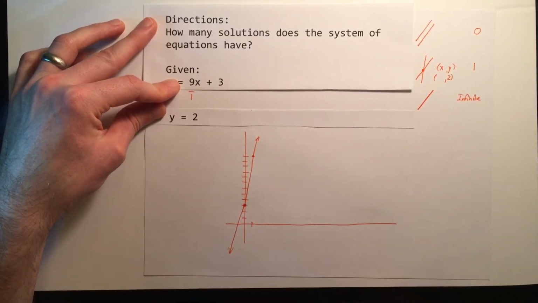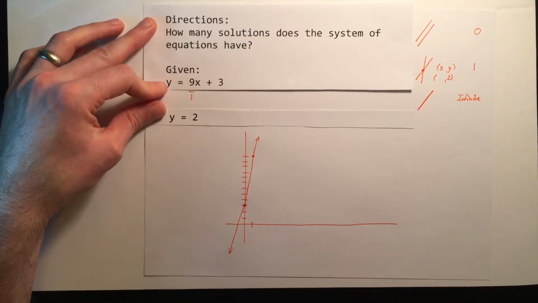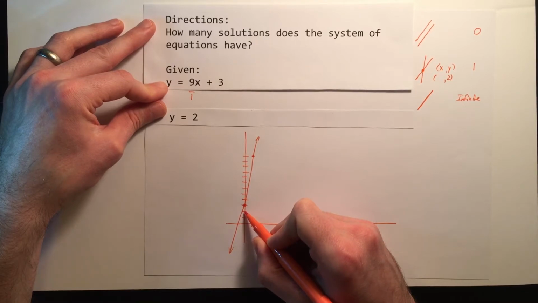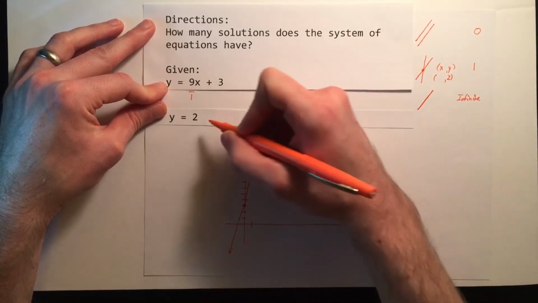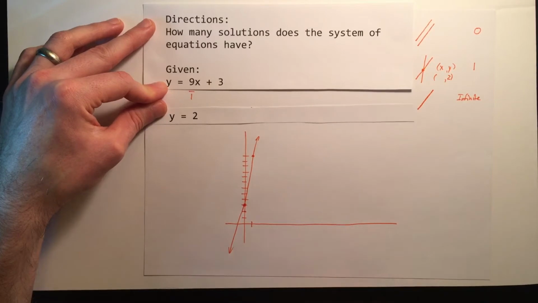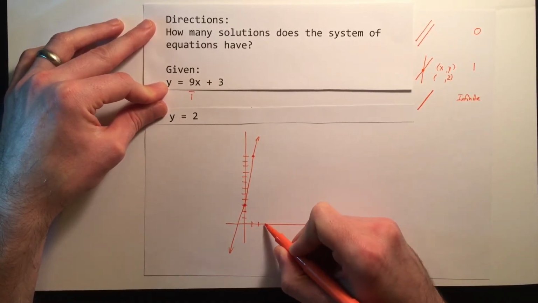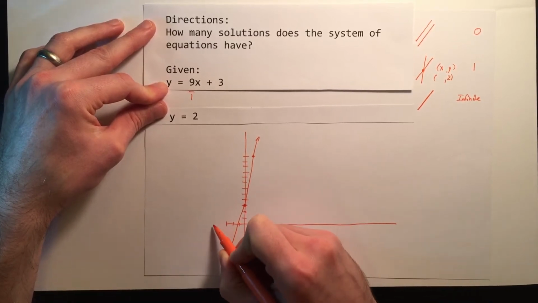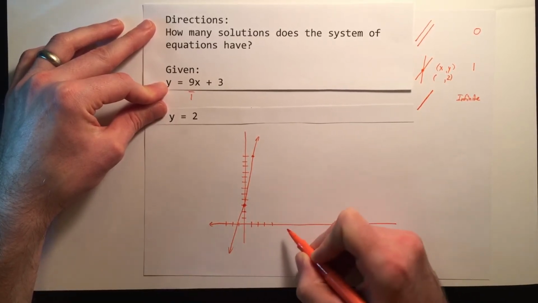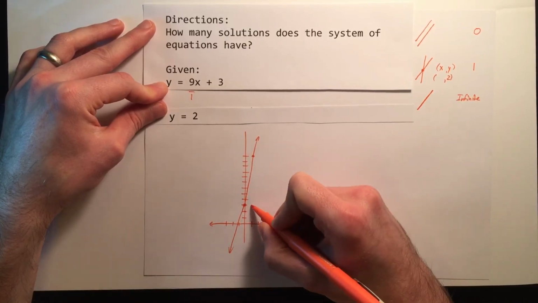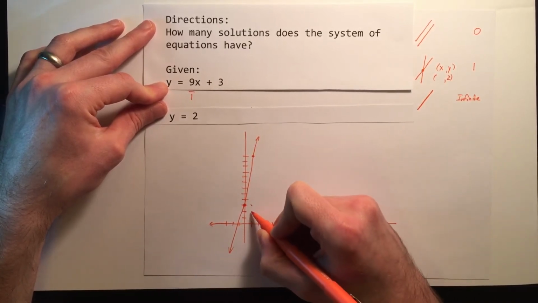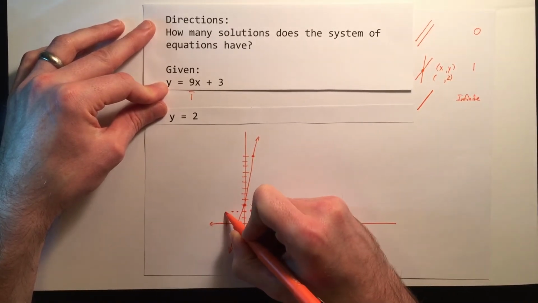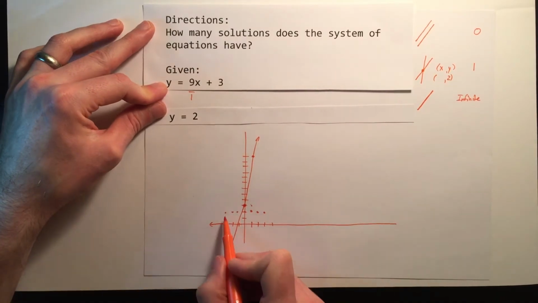Okay, then the other equation says y equals 2. So find a point where y equals 2, and a point like that is right here. And in fact, because it doesn't specify an x, remember that that means that x can be anything. Okay, and so every, oops, sorry, not there. There, all the points at a height of 2.